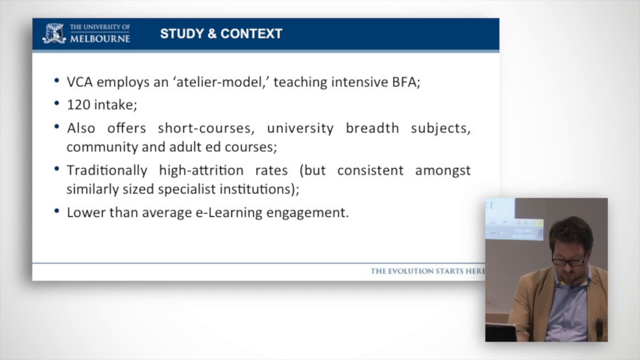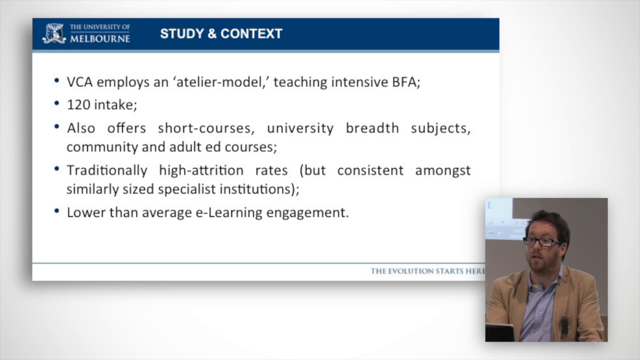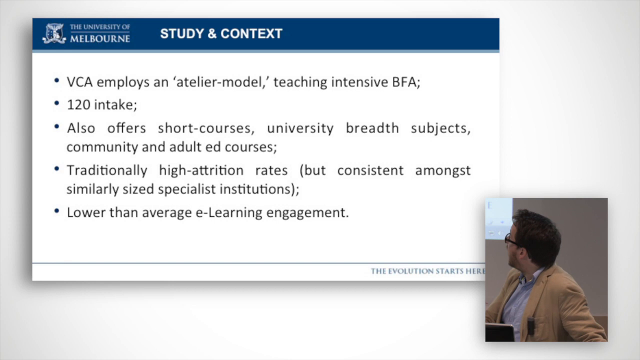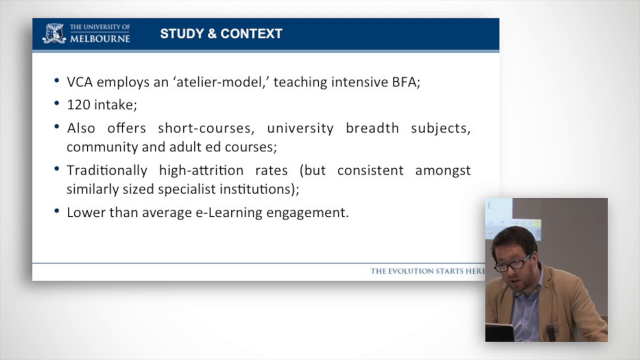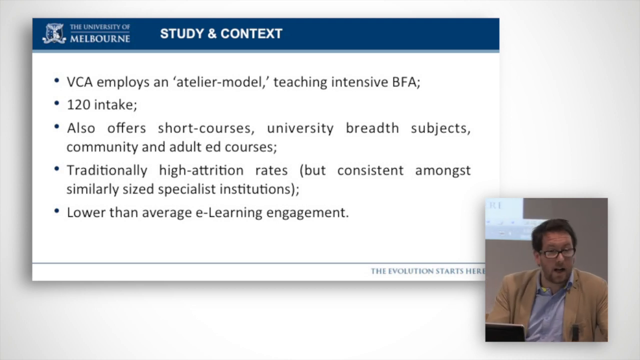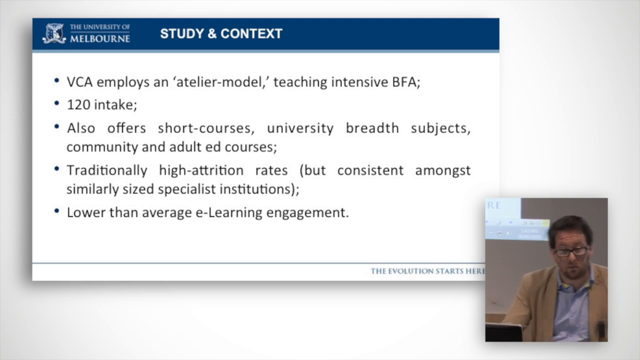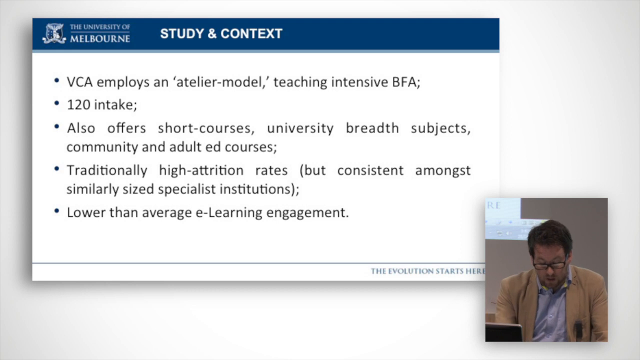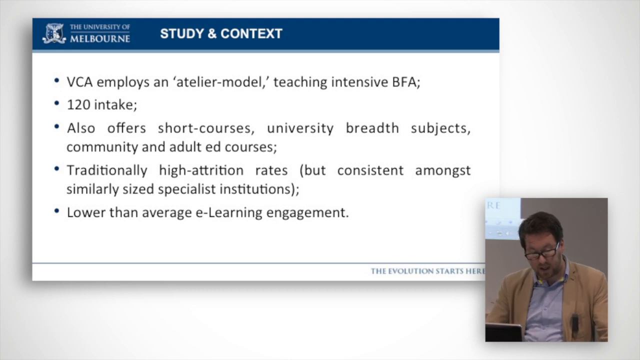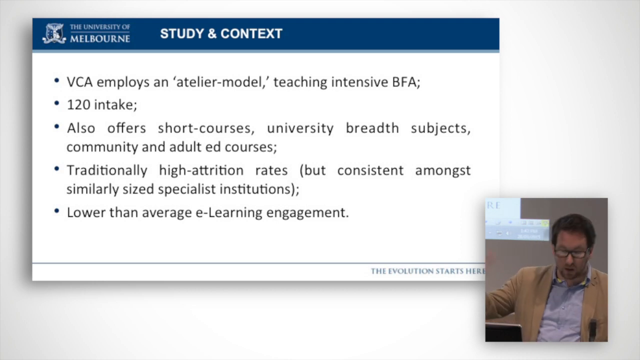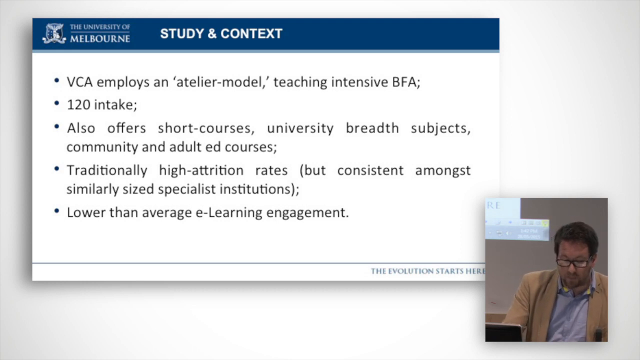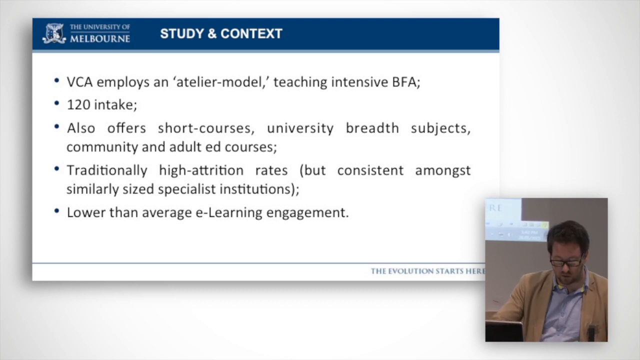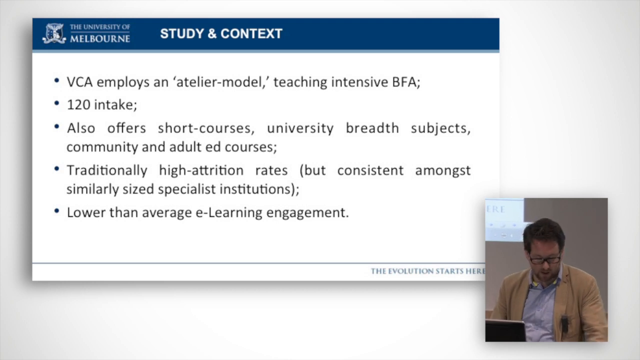Now what we have, and this is perhaps the reason why I'm so interested in this, and I don't know if it's the same in your art and design, is traditionally high attrition rates. That is to say, we have a lot of students who drop out in the first year and increasingly in the second year. It's no higher than any other similarly sized specialist institution, and there are lots of different reasons for that. But we also have lower than average e-learning engagement. Of course, management want to know why we're losing so many students. Now I'm thinking e-learning is one way of identifying that, but also a way of nursing students through it. So there's some purpose there, I hope.